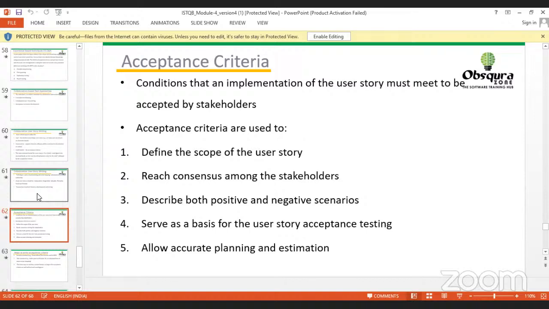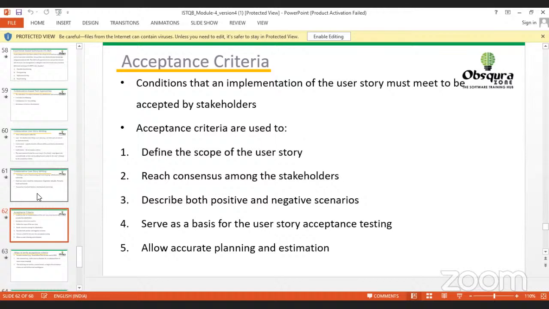Okay, acceptance criteria are used to define the scope of the user story, reach consensus among the stakeholders, describe both positive and negative scenarios, serve as a basis for the user story acceptance testing, and allow accurate planning and estimation. So these are all the acceptance criteria used for defining the scope of a user story.